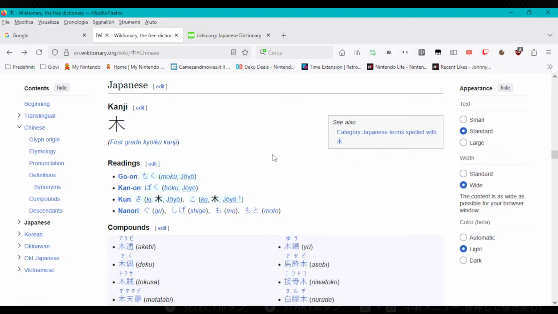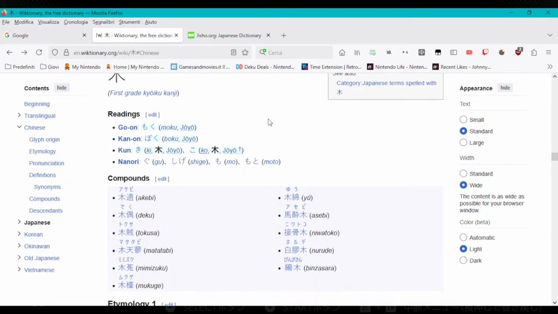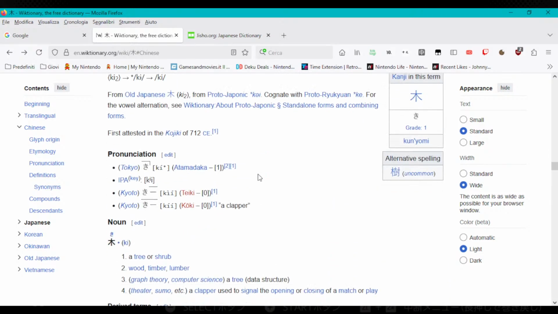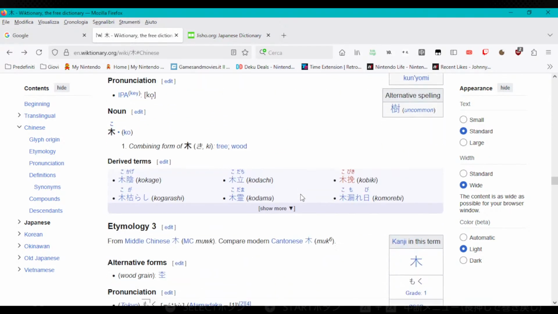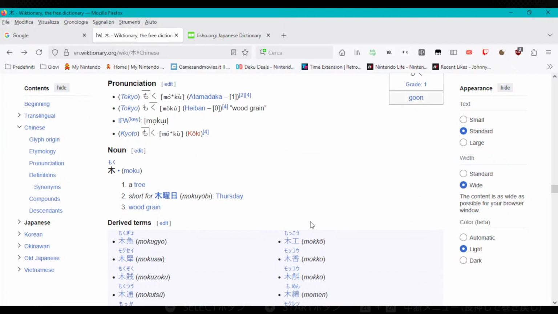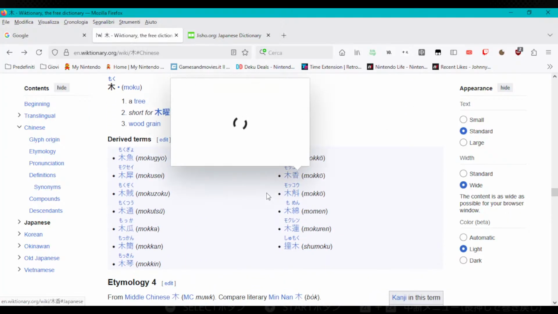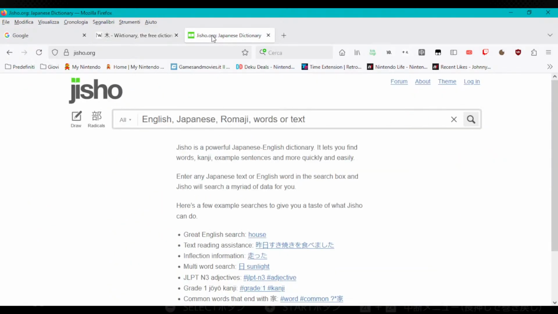Literally, the day of the week of the wood. But also, as I think we can find also, let's see if it shows also here. No, let's go here.